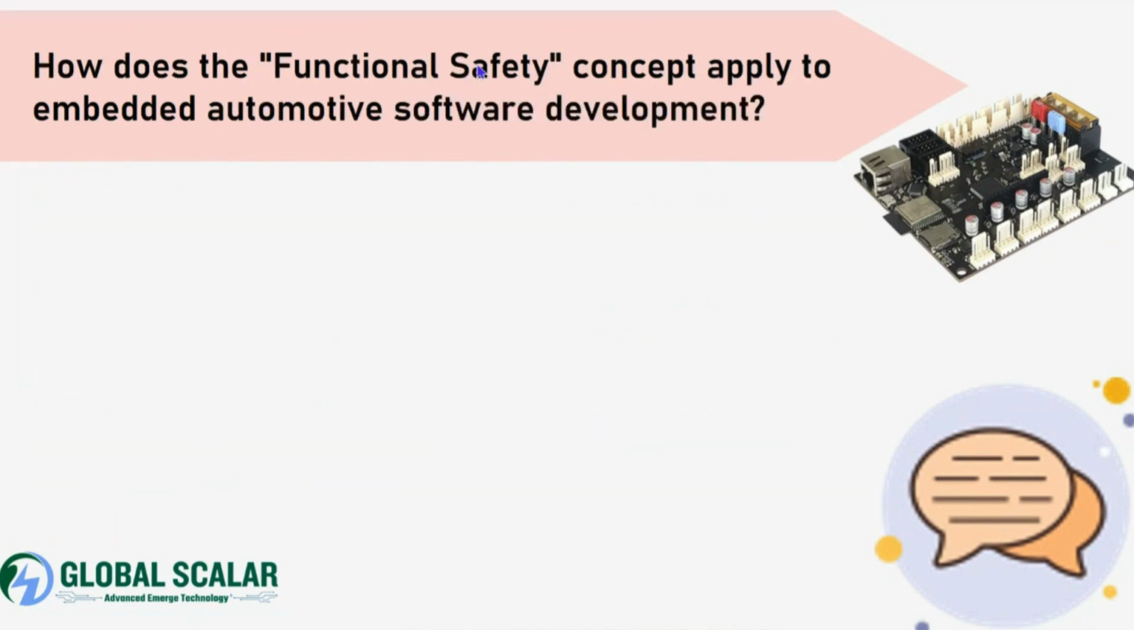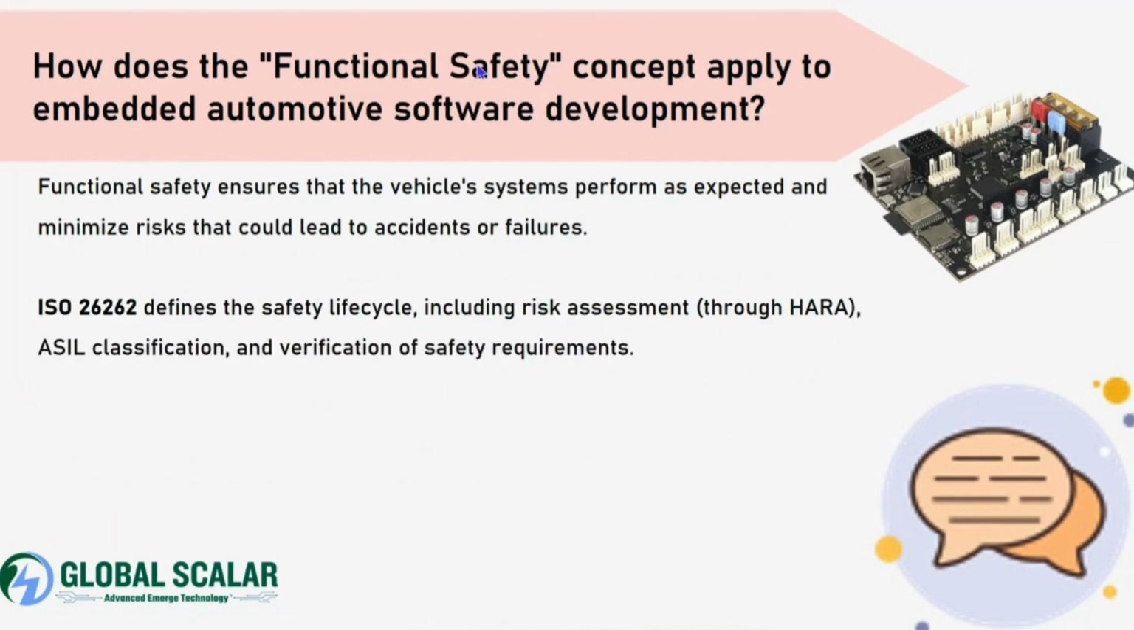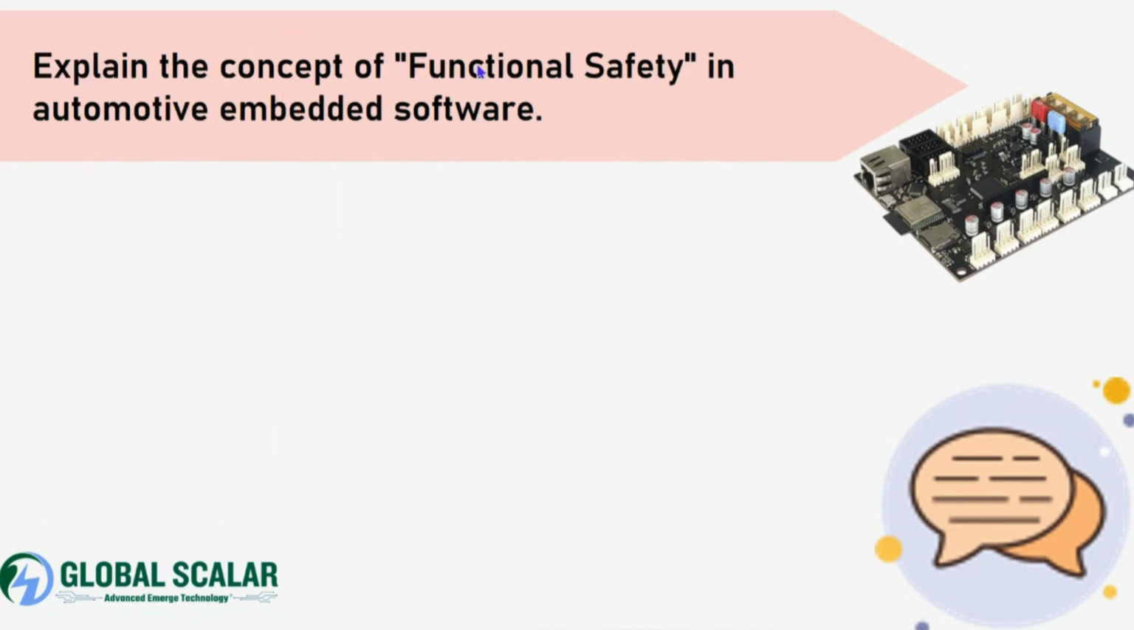How does the functional safety concept apply to embedded automotive systems? Functional safety ensures that vehicle systems perform as expected and minimizes the risk that could lead to accidents and failures. It defines a safety life cycle, which includes HARA, ASIL classification, and verification of the safety requirements. In embedded software, safety-critical functions like braking controls are designed with redundancy and fail-safe mechanisms to ensure that they operate safely under all conditions.